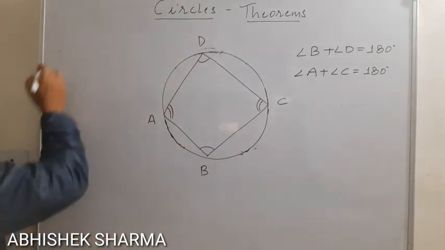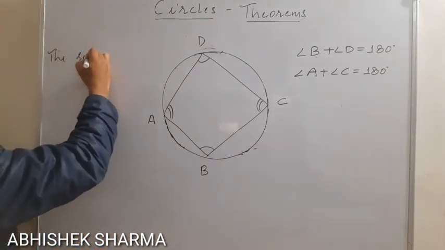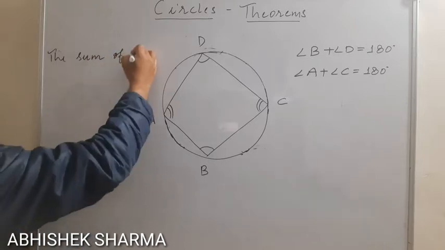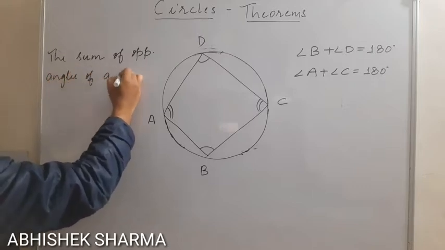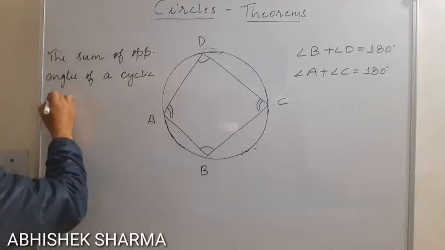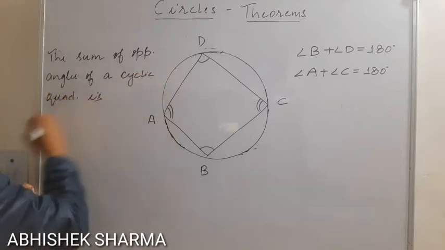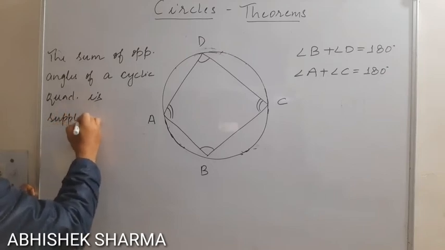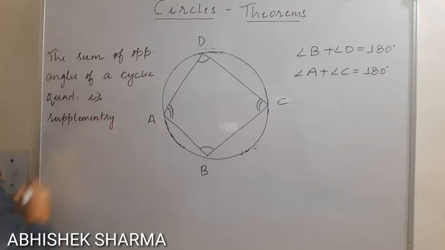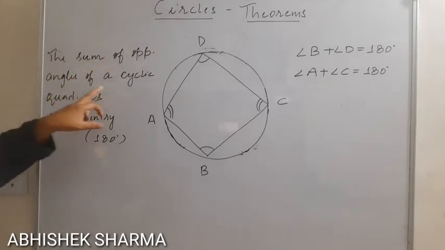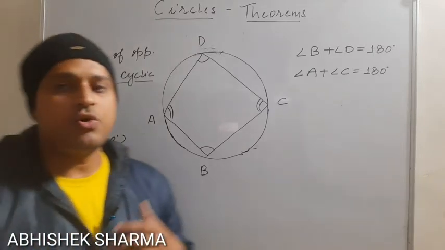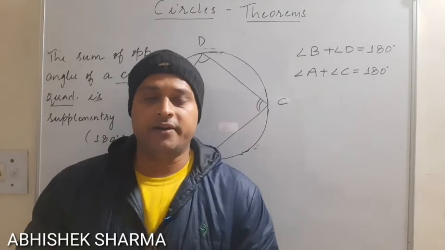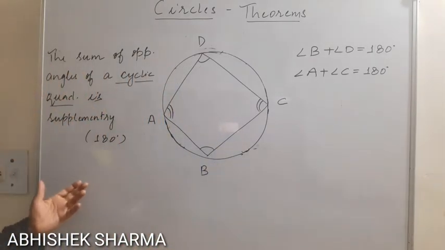So we can say here that the sum of opposite angles of a cyclic quadrilateral is supplementary. सप्लीमेंट्री यू नो कि क्या आएगा वो आपका, दैट इज 180 डिग्री. एंड सम ऑफ ऑपोजिट एंगल्स ऑफ अ साइक्लिक क्वाड्रिलेटरल, दिस टर्म आई थिंक यू वेरी वेल नो. साइक्लिक क्वाड्रिलेटरल, इट मींस वो क्वाड्रिलेटरल जो आपका सर्कल्स के अंदर हो, दैट इज अ साइक्लिक क्वाड्रिलेटरल. राइट, सो हैव यू अंडरस्टूड दिस थ्योरम? सो मूव टू द नेक्स्ट.